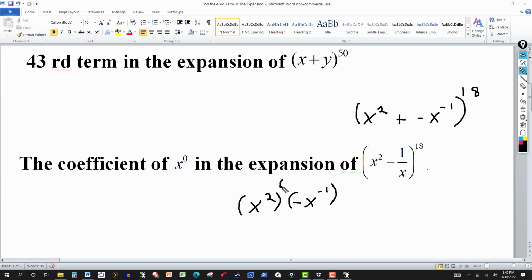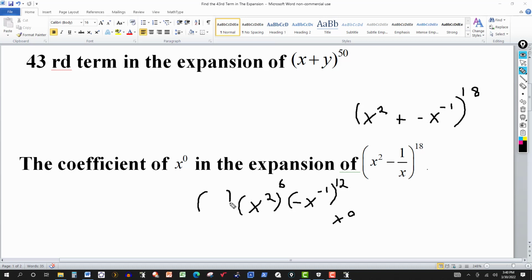So let's see, we can try a 6 here and a 12 here. 6 and 12 is 18. And then x squared to the 6th power, you multiply the exponent, so that'll give me x to the 12th. Here, power to a power, multiply the exponents, that'll be x to the negative 12. And of course, you're also taking the negative 1 to the 12th power, so that's going to become a positive 1. So this will give me x to the 0. Okay, multiply those out, x to the 0. But what I want is the coefficient.